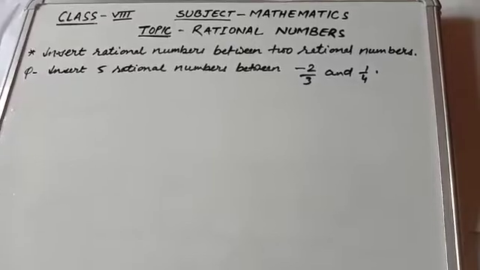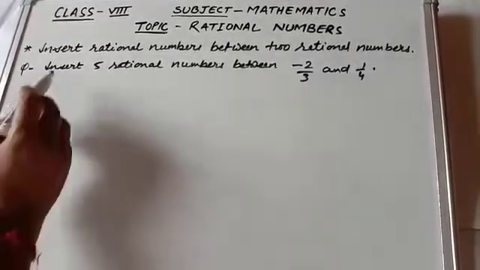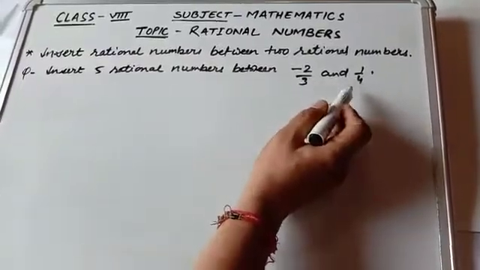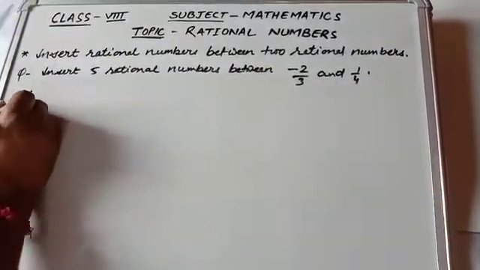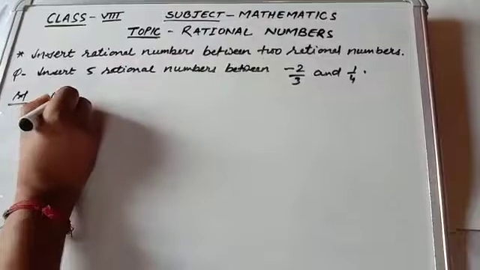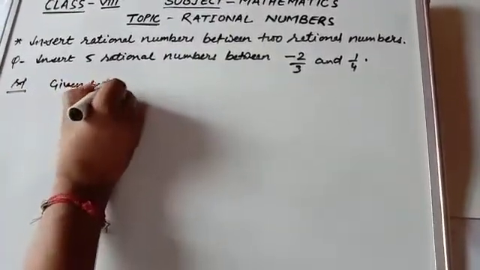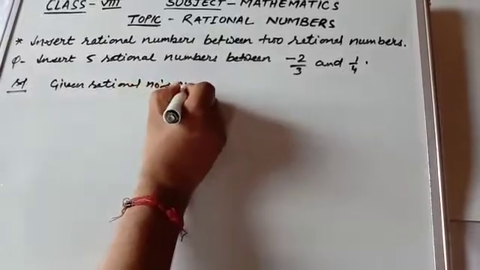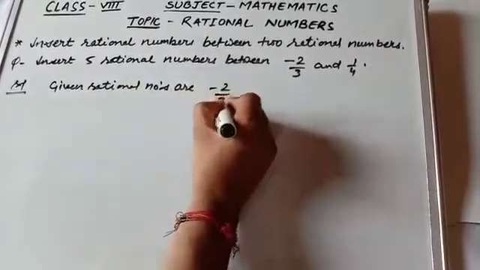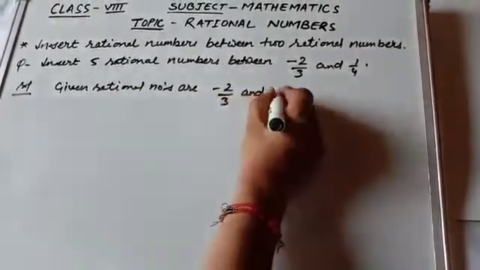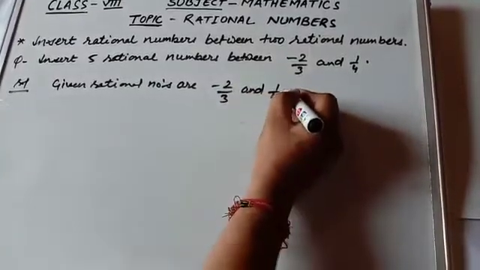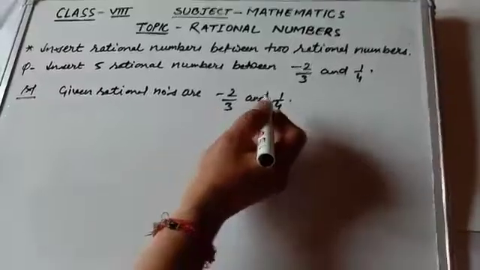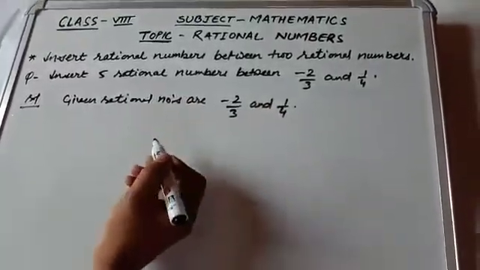Now students, I will take one more example. Insert 5 rational numbers between minus 2 by 3 and 1 by 4. Now look at the solution. Given rational numbers are minus 2 by 3 and 1 by 4. Now students, we will follow the same procedure. This time we have different rational numbers, but the procedure will be the same.